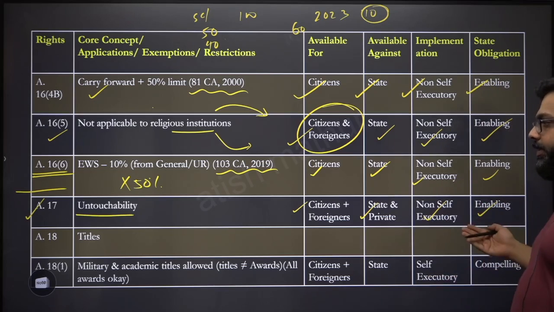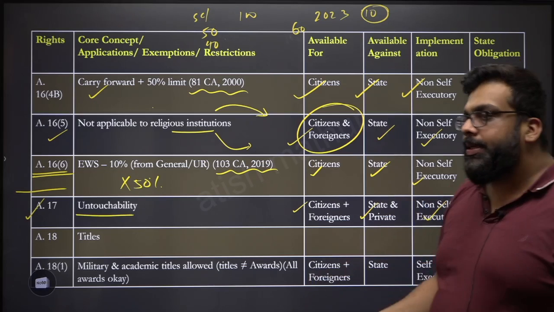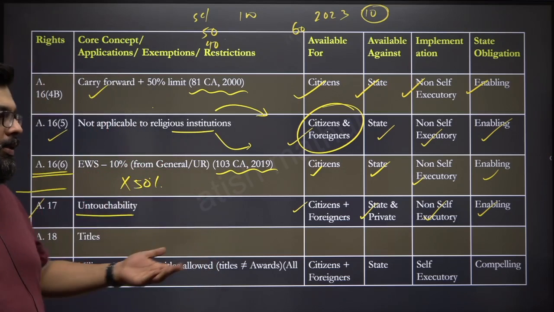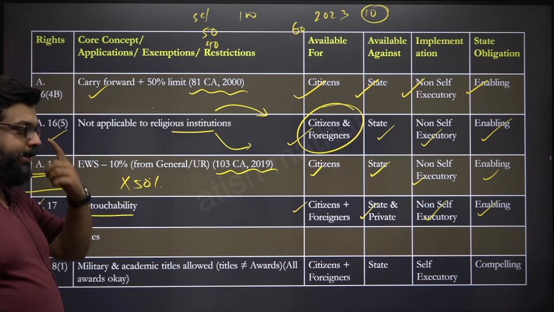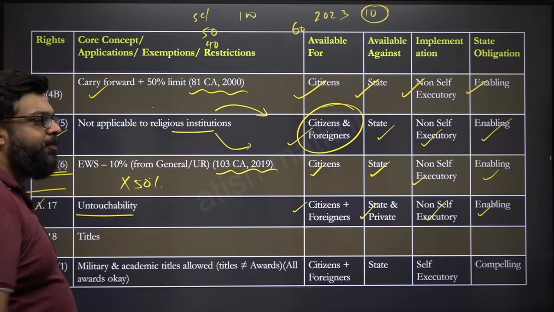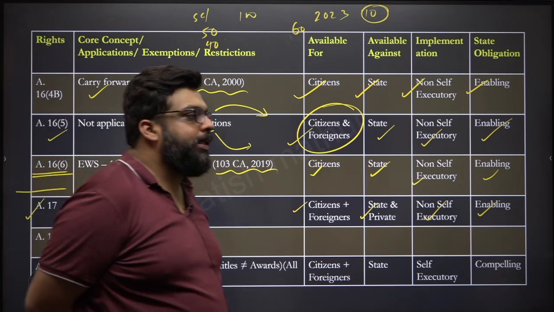On the basis of this you are able to create the Prevention of Atrocities against SC/ST Act, or the abolition of atrocities against SC/ST Act, and so on and so forth. This itself is not enough because the Constitution is not a criminal law.